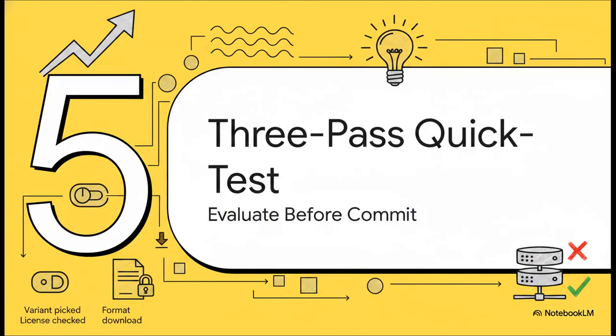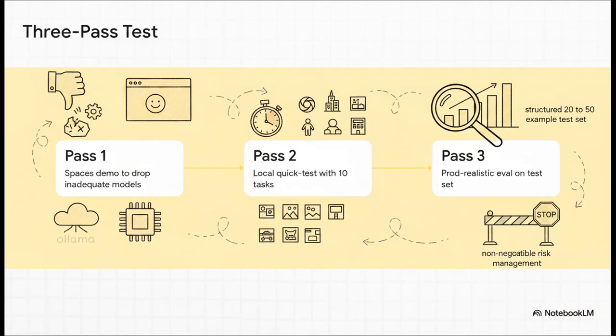And finally, Section 5. The 3-pass quick test. Let's move to the climax of the explainer and see how this all builds together. How do you actually know a model works before you commit serious infrastructure to it? Well, you use this foolproof, rhythmic workflow. Step 1 is just a fast, 5-minute check using a Hugging Face Spaces demo right in your browser. Just drop your absolute hardest prompt in there. If it fails, drop the model instantly.